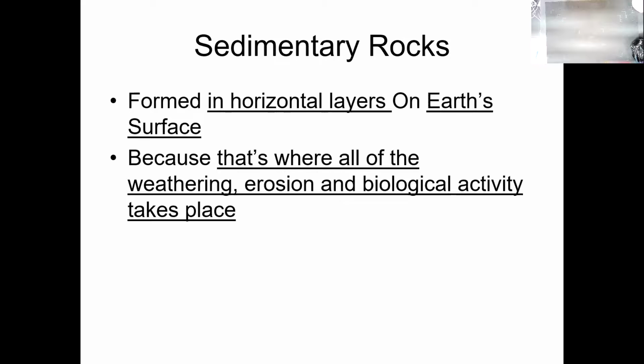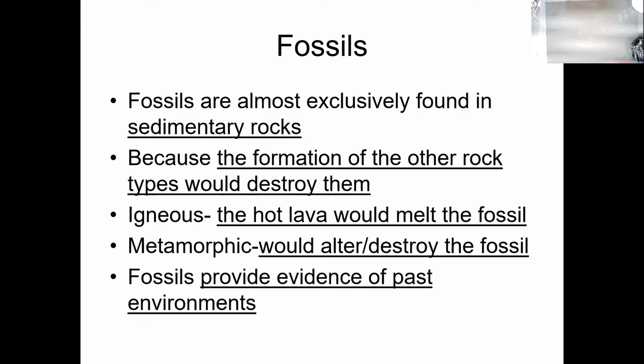So basically, this next bullet has a lot here, sorry, but you only have to write the underlined parts. You already wrote sedimentary, I think. Fossils are exclusively found in sedimentary rocks. And the second bullet: because the formation of the other rock types would destroy them. Igneous, the hot lava would melt the fossil, and metamorphic would alter or destroy the fossil.